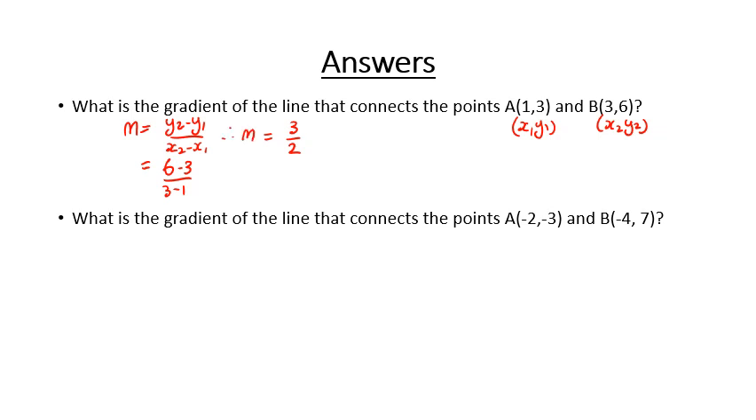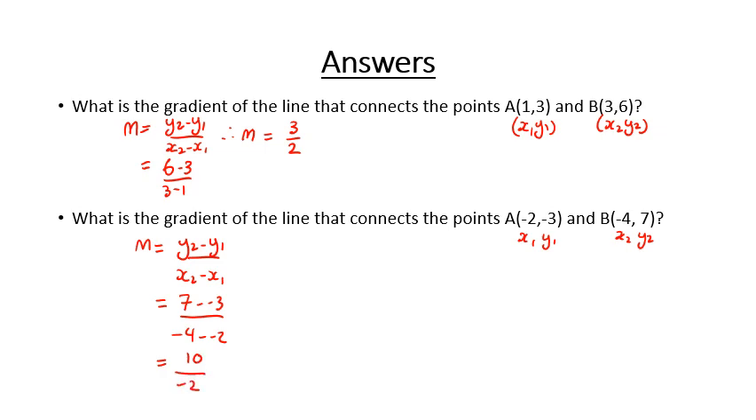In our second example, remember we have the same equation, y2 take y1 over x2 take x1, where we have x1, y1, x2, y2. So this is going to be 7 take negative 3 over negative 4 take negative 2, which is simply going to become 10 over negative 2. So therefore, m is going to equal negative 5.